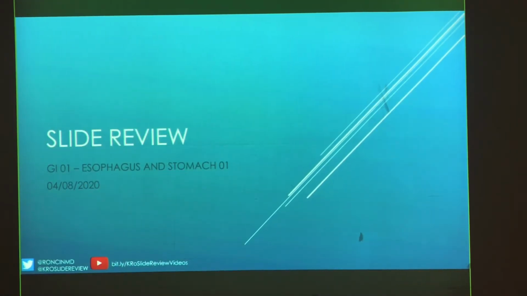Everyone. Today we're going to discuss some GI. This is our first week, so we're going to look at cases involving the esophagus and stomach.